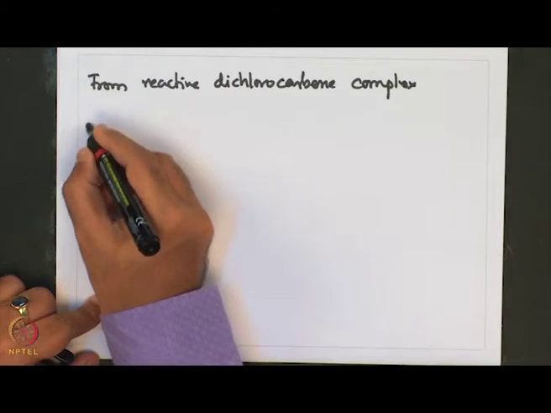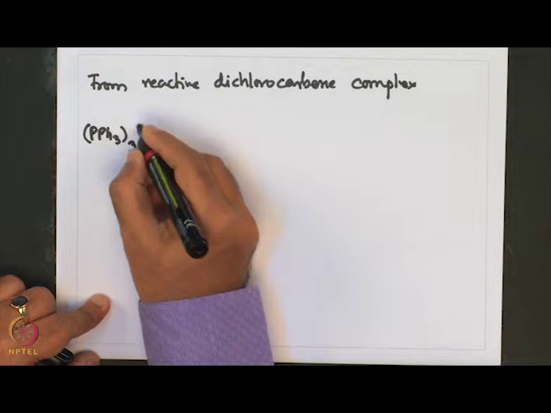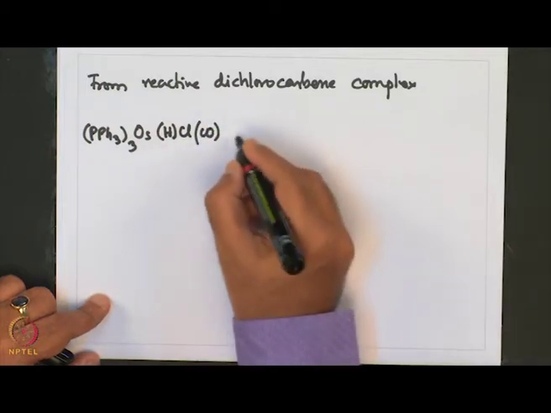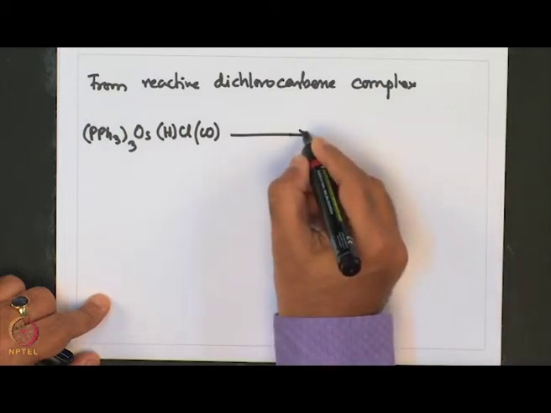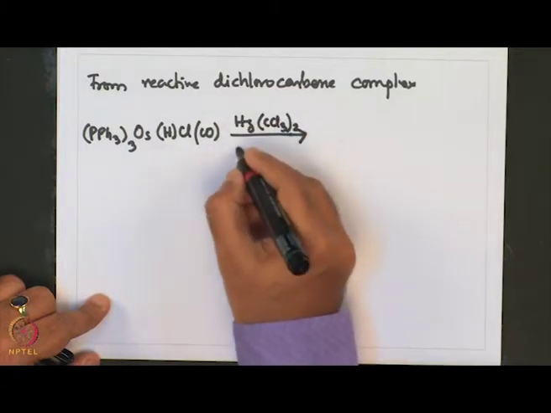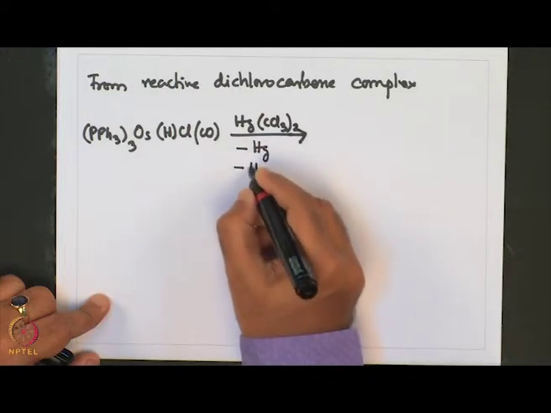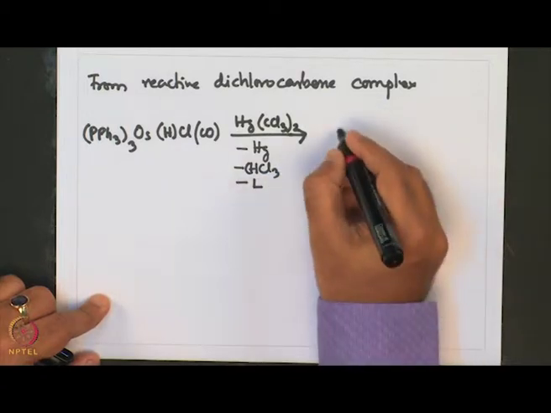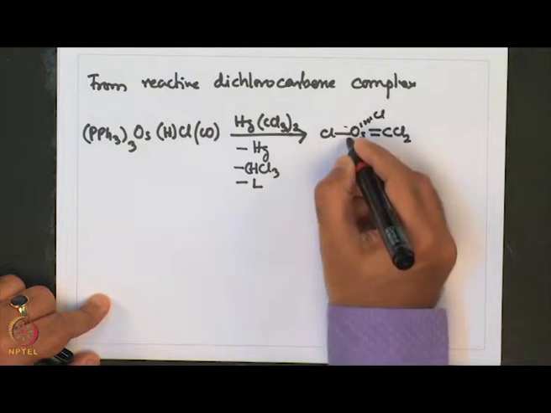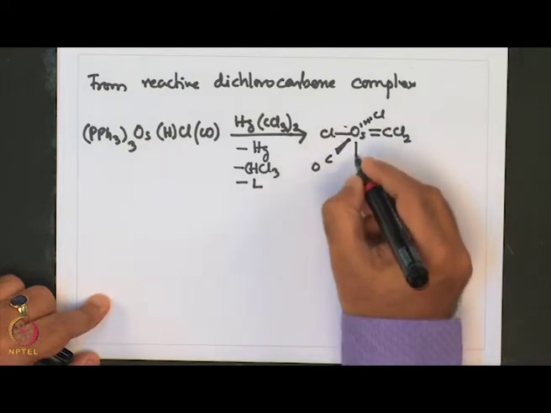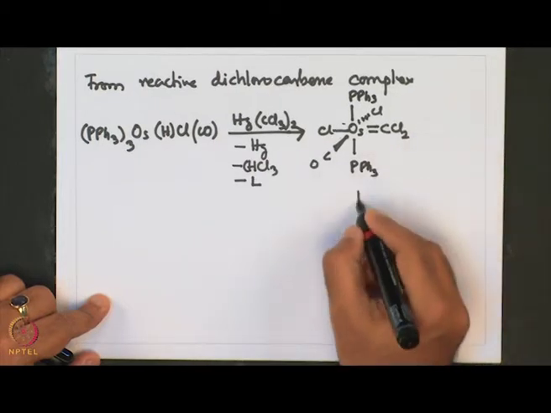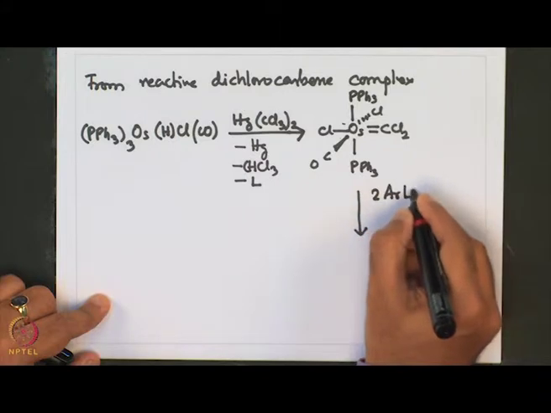So, the reaction of PPh3 osmium hydride chloride and CO with HgCl2, that eliminates HgCl2 and PPh3, gives this osmium dichlorocarbene, PPh3, that reacts with 2 Ar lithium.